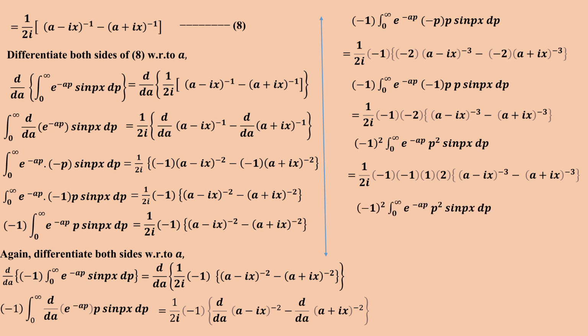So minus 1 square integral 0 to infinity e power minus ap p square sin px dp, which is equal to 1 by 2i minus 1 square, 1 into 2, (a minus ix) power minus (2 plus 1) minus (a plus ix) power minus (2 plus 1). So we are going to form the general term. After n times differentiation, we will get minus 1 power n integral 0 to infinity e power minus ap p power n sin px dp.